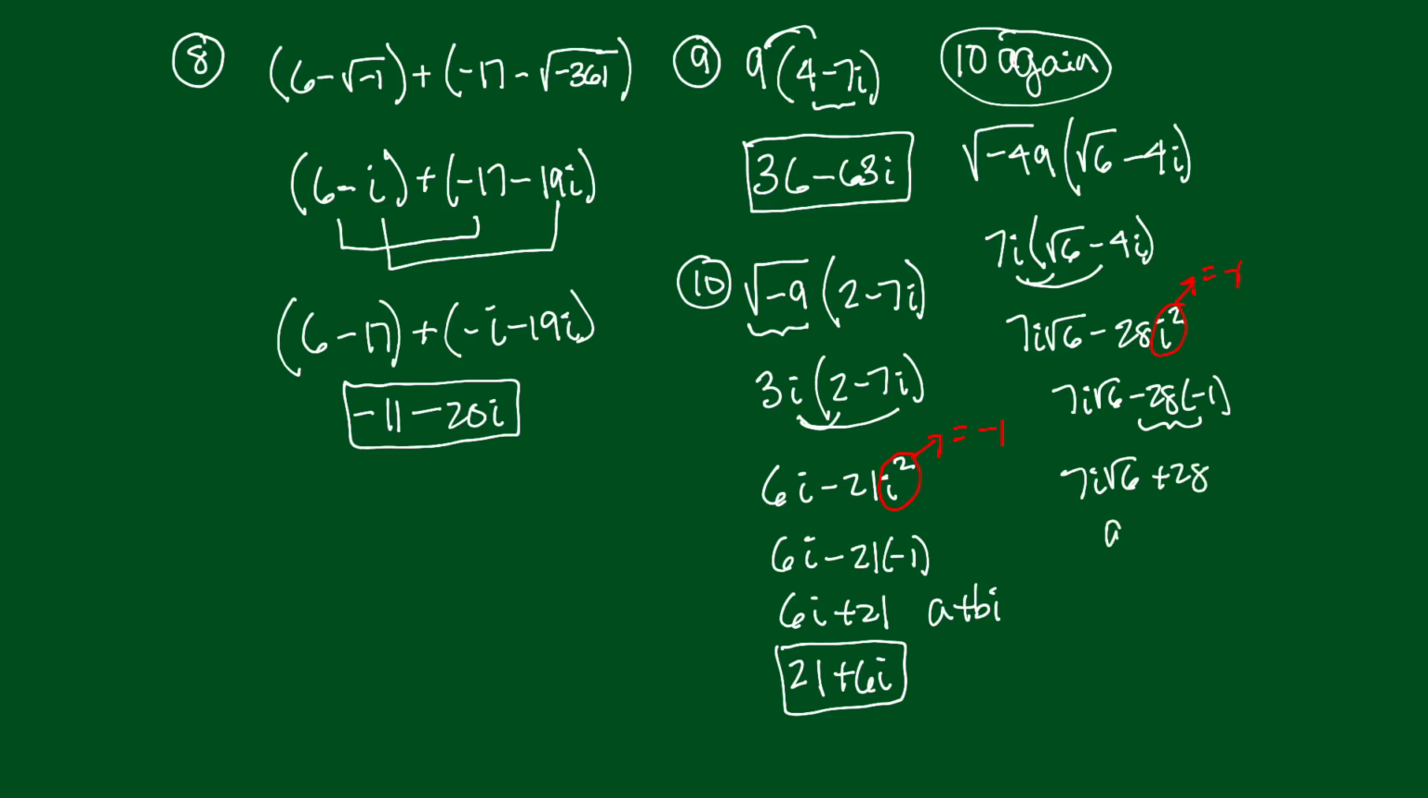And then I'll write it in the form a plus bi, where the term with the i is going to come second. So I'm just going to switch these around, switch the order, commutative property of multiplication. So about 28 plus 7i square root of 6.